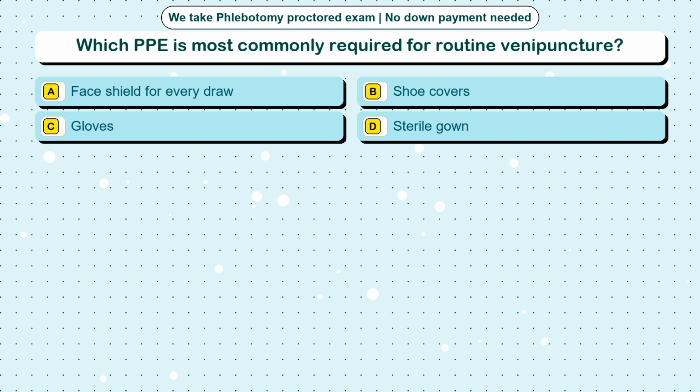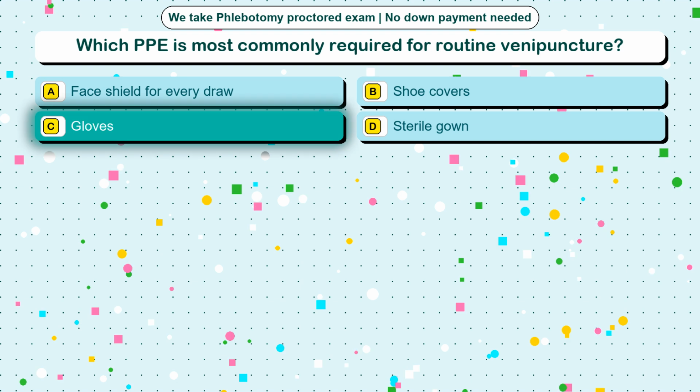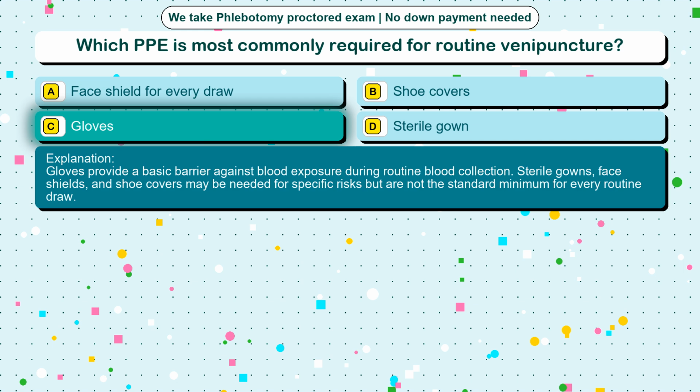Option A. Face shield for every draw. Option B. Shoe covers. Option C. Gloves. Option D. Sterile gown. The correct answer is option C. Gloves. Gloves provide a basic barrier against blood exposure during routine blood collection.